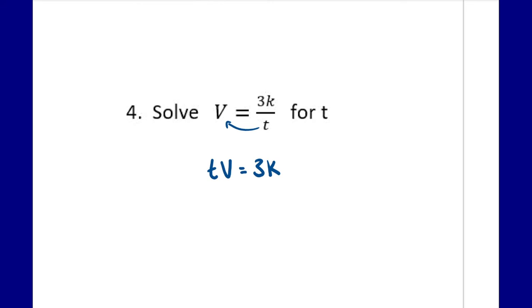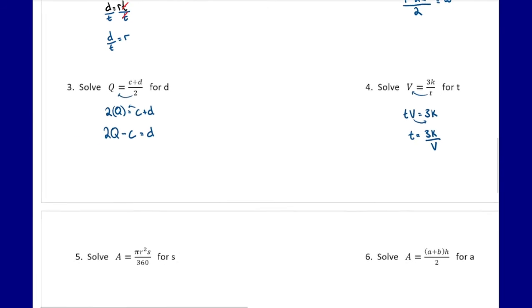Moving on. If I want to get rid now of the V, because I want to get T by itself, which is our goal for this question, I'm going to move the V over, and it goes from multiplying by V to dividing by V. And again, I now have T by itself, so I've solved this equation for T, or I've rearranged for T.